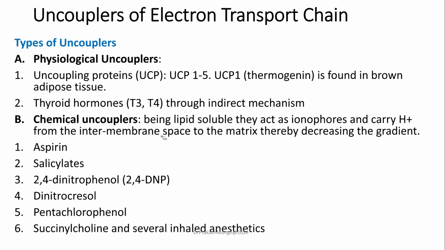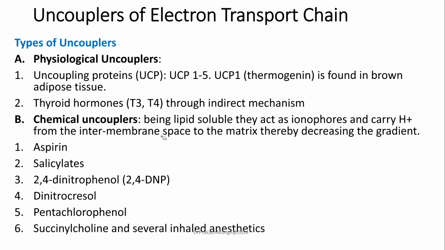Now you just have to remember the examples. Examples for uncouplers: you can divide them into physiological and chemical uncouplers. Physiological uncouplers are referred to as uncoupling proteins. They are part of our inner mitochondrial membrane, and there can be different types of them depending on the tissue type. They can be written as UCP1, that is uncoupling proteins number 1, 2, 3, 4, 5.